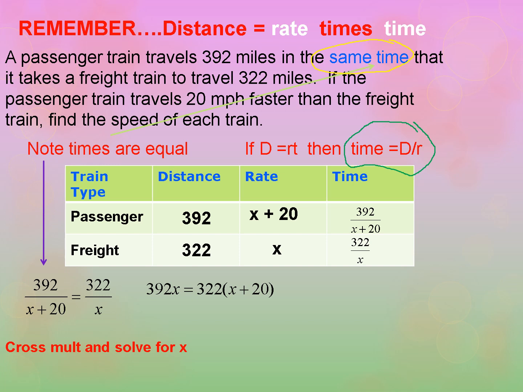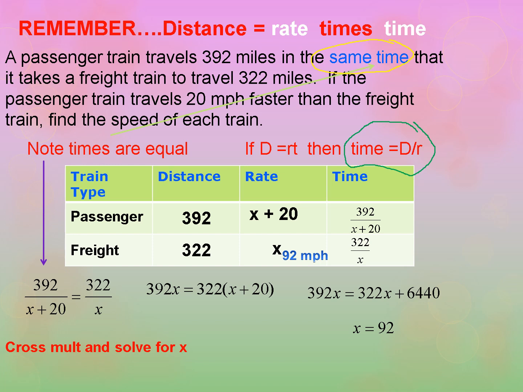Now we distribute 322 to x plus 20, and we come up with 392x equals 322x plus 6,440. Now we solve for x. This is an Algebra 1 equation at this point. So we bring 322x over to the other side, and we set it equal to 6,440, and we get x is 92. That's awesome. That's the speed of one of the trains. x represents the speed of the freight train, so we know the freight train's going 92 miles per hour.